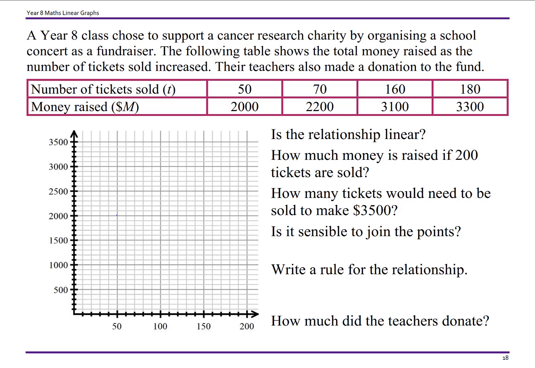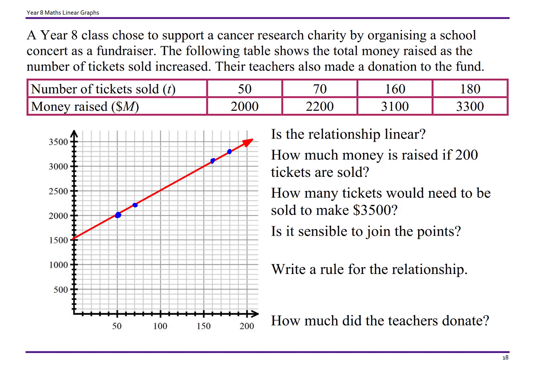Number of tickets sold, 50, which is $2,000. 70 is going to be 2,200. 160 is 3,100. And then 180 is 3,300. Okay, we now need to join the dots. Okay, so you could probably draw a better diagram than mine because you're not on a computer.